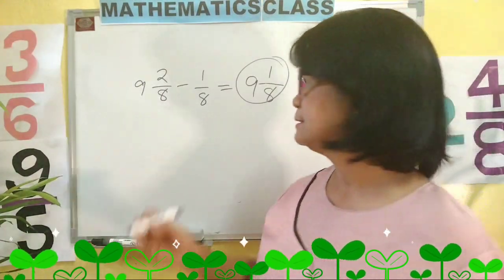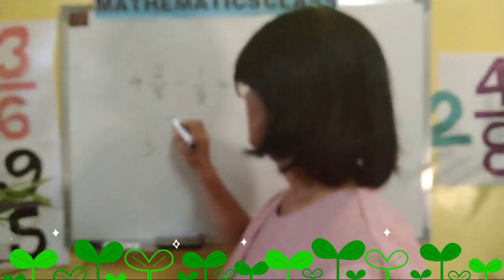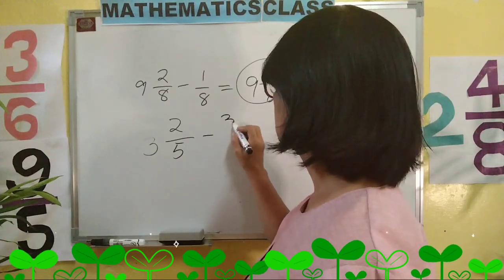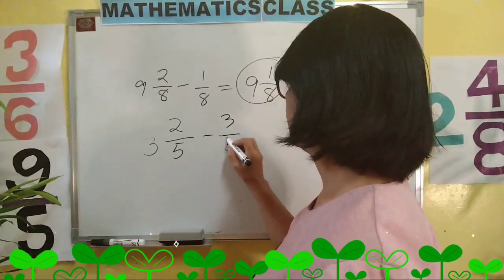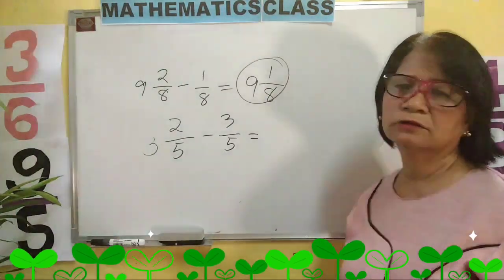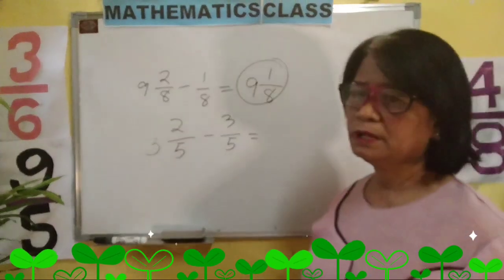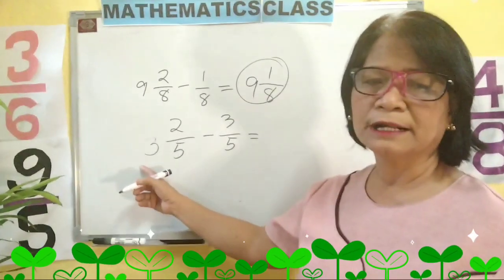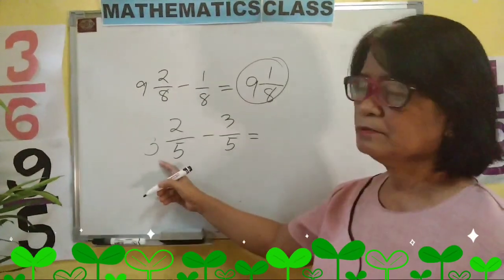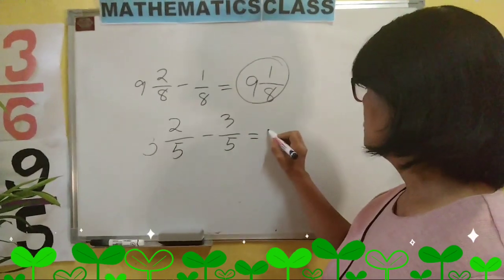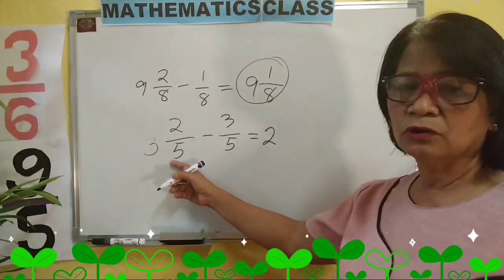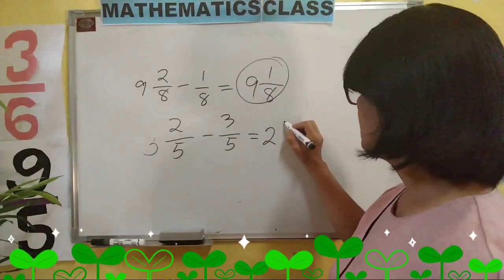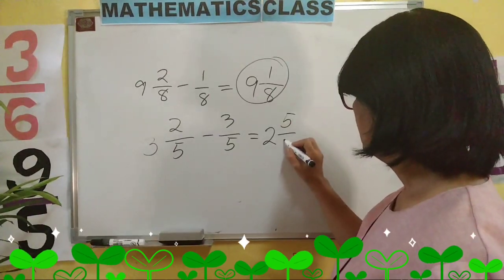Another example is 3 and 2/5 minus 3/5. Okay. Subtract the numerator by the numerator. 2 minus 3 cannot be. So, what will we do here? We need to borrow 1 from 3. So, we need to rename, right? How do we rename it? We borrow one from 3. 3 will become 2. Always look at the denominator. Our denominator is 5. We will use 5 over 5.